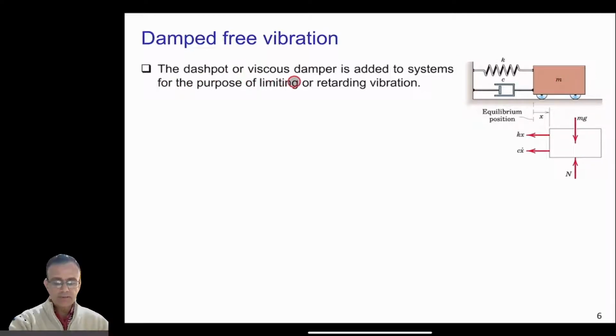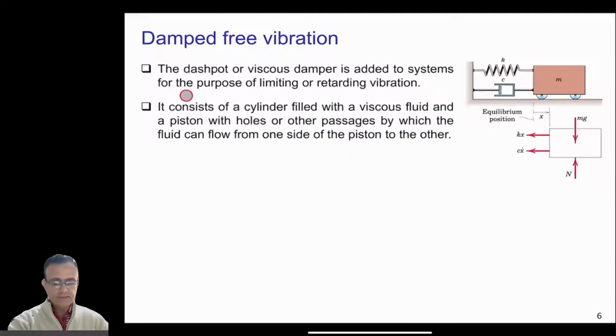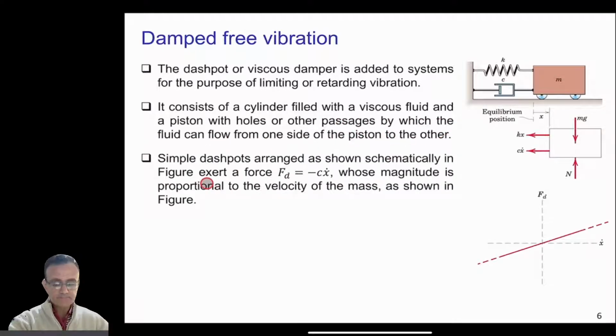The dashpot or viscous damper is added to the system for the purpose of limiting or retarding the vibration. In this case, it consists of a cylinder filled with a viscous fluid. So there will be some fluid here, and the piston with holes or other passages by which the fluid can flow from one side to the other side of the piston. A simple dashpot arrangement, as shown schematically in the figure, exerts a force Fd.